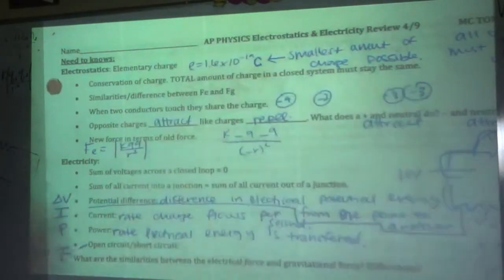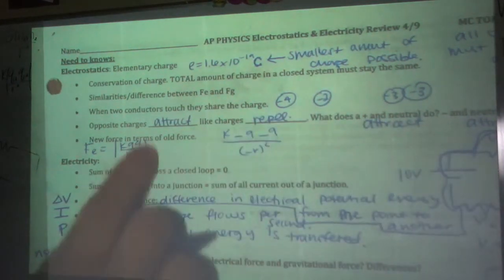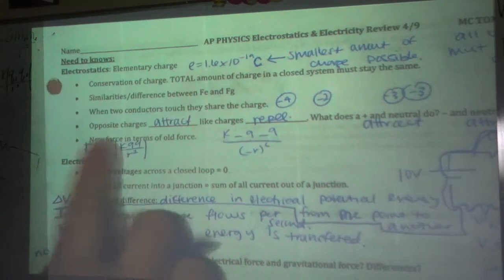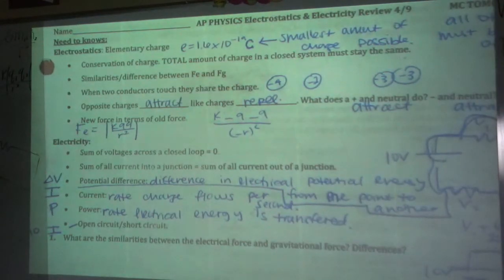And then your new force in terms of your old force. So our force equation: the electric force is k times the absolute value of Q over r squared. The absolute value means that if it's going from positive to negative, that doesn't change the magnitude of the force. That would just change whether it's attracting or repelling.